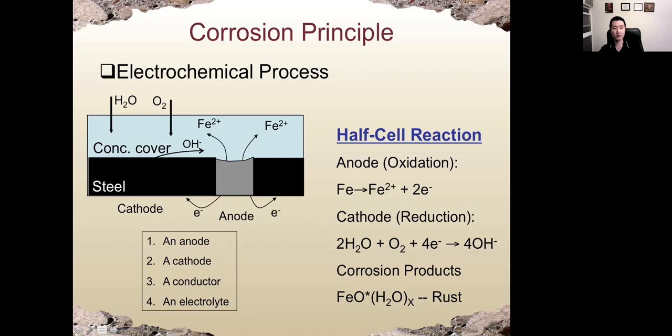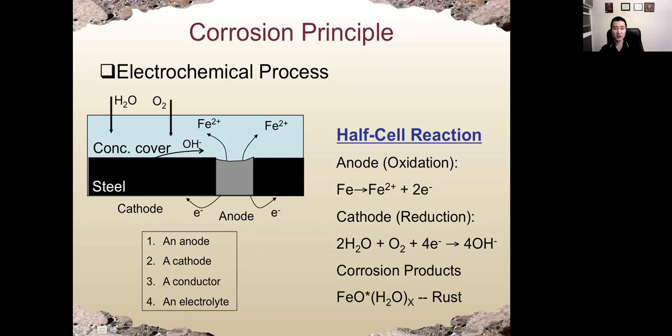Again, for corrosion to happen, we need an anode. We also need a cathode. We also need a conductor. The conductor actually is the steel itself. The function of the conductor is for the electrons, which are generated in the anode area, to go to the cathode area. Without the steel, without a conductor, the corrosion cannot happen. So electrons will go from anode to cathode, from here to here.